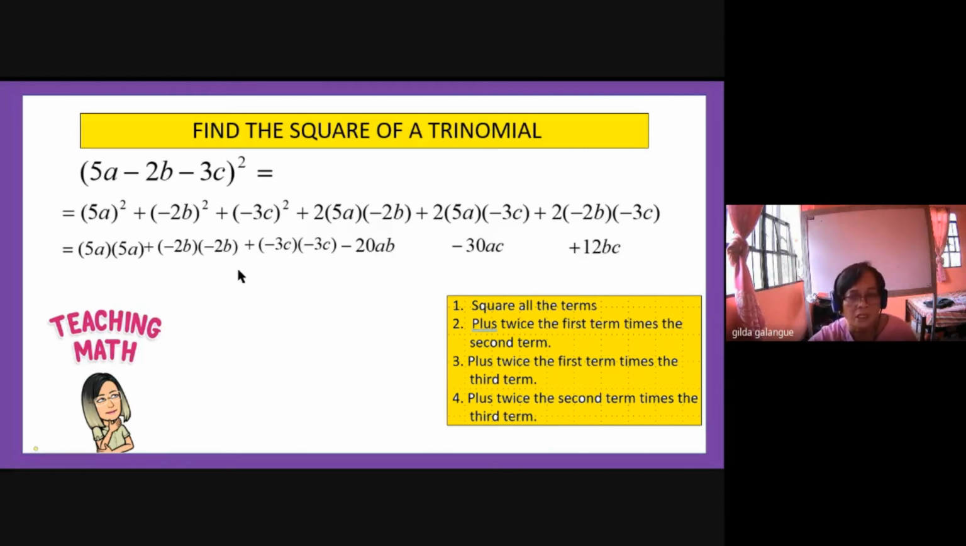Right? What is 5a times 5a? That is 25a squared. What is negative 2b times negative 2b? Do not forget that the product of two negatives is always positive, positive 4b squared. Negative 3c times negative 3c is positive 9c squared. Bring down negative 20ab, bring down negative 30ac, and bring down positive 12bc.